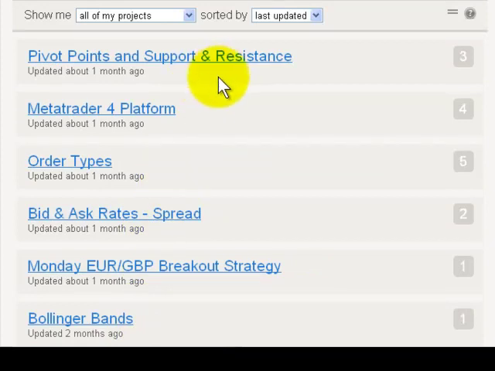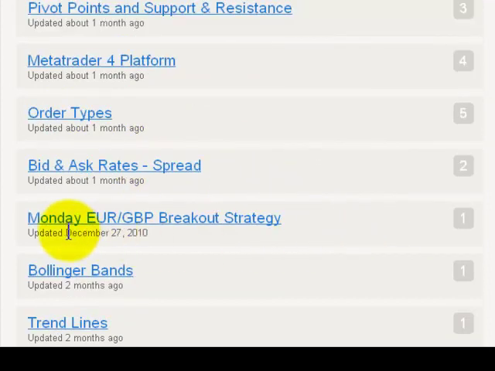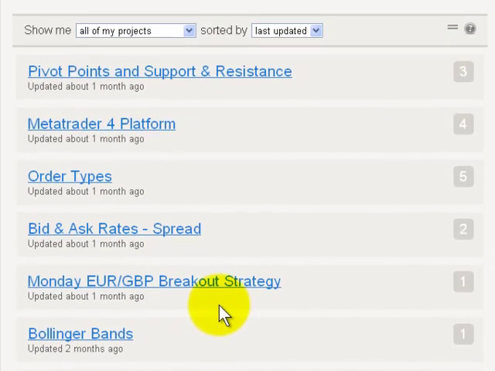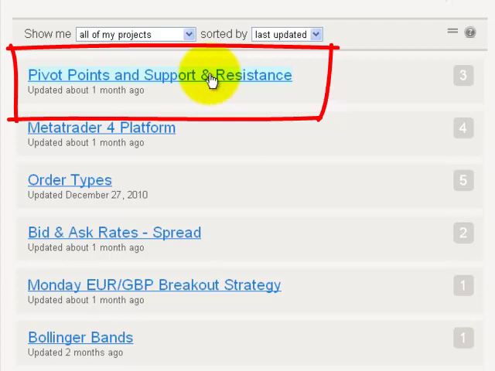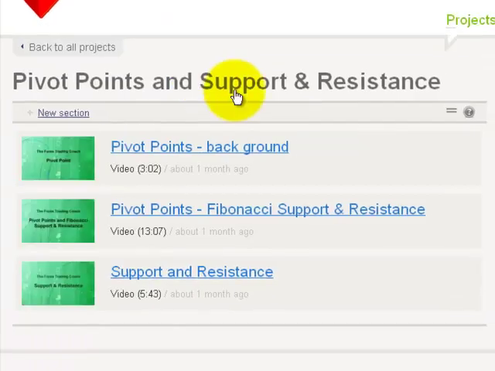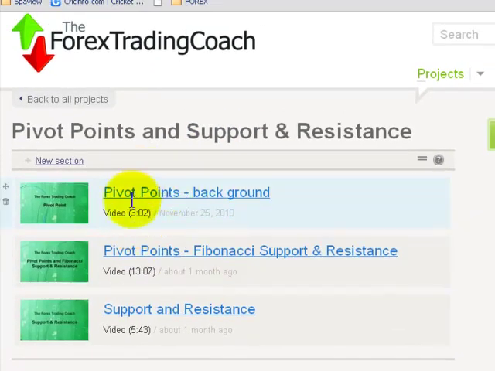We'll look at pivot points, support and resistance, and information on MetaTrader platform itself, various order types. We'll look at bid and ask and spread. We've got information on the Monday Euro Pound breakout strategy, looking at Bollinger Bands and trend lines. So if we were to click on the pivot points and support and resistance, you can see on here there's information regarding the pivot points. Looking at the Fibonacci support and resistance levels, 13 minutes there. Looking at other forms of support and resistance, there's over 5.5 minutes there.